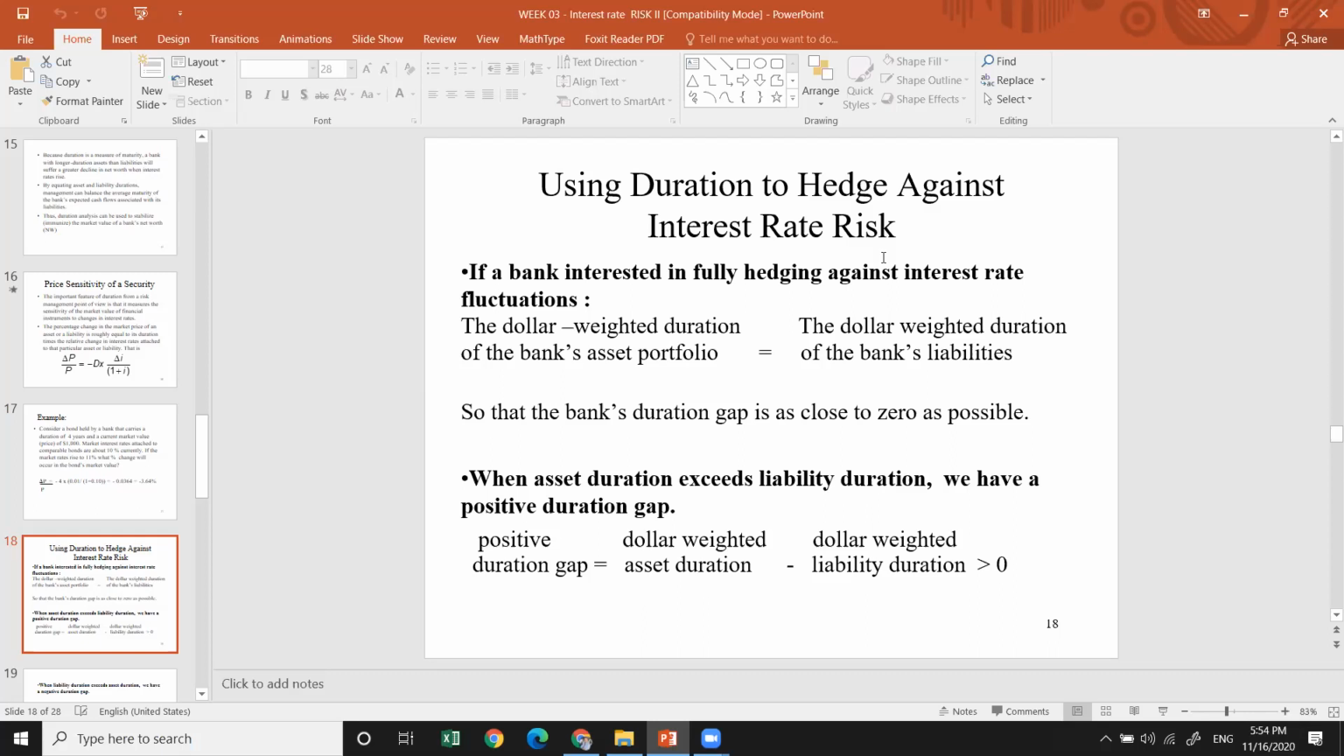So when the asset duration exceeds the liability duration, we'll have a positive duration gap in here. Which means the dollar weighted asset duration will be greater than the dollar weighted liability duration. This is not really preferable in here, because the interest rate might go in the way that will put you in the position that you will incur a really huge loss. So in order not to have this position, you have to be secure, you have to be immunized or stabilized in terms of having any interest rate effect on your financial performance.